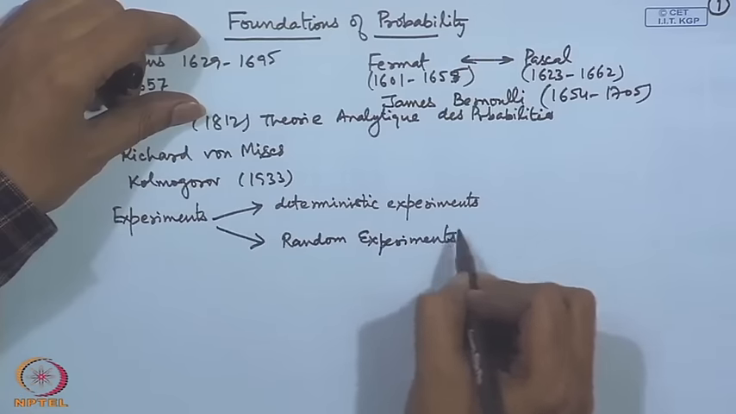Now, what is it that separates random experiments from deterministic experiments? As I mentioned, in deterministic experiments, if we fix the conditions under which the experiment is being conducted, then the outcome is known in advance or it can be fixed in advance. However, there are other situations where even if we perform the experiment under fixed conditions, there are various other uncontrolled factors which make it impossible to predict the outcome of the experiment.